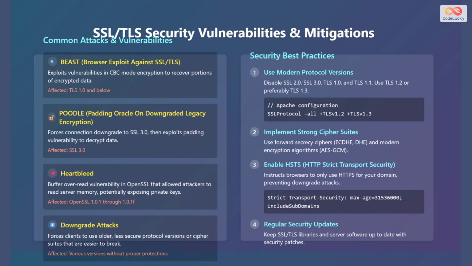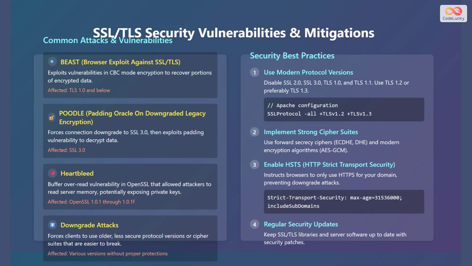Heartbleed is a buffer over-read vulnerability in OpenSSL that allowed attackers to read server memory, potentially exposing private keys, affecting OpenSSL 1.0.1 through 1.0.1f. Downgrade attacks force clients to use older, less secure protocol versions or cipher suites that are easier to break, affecting various versions without proper protections.